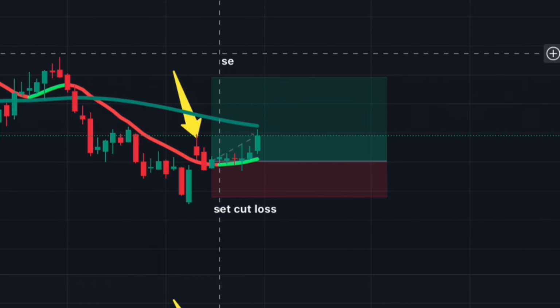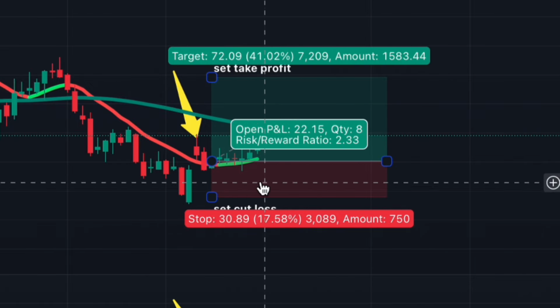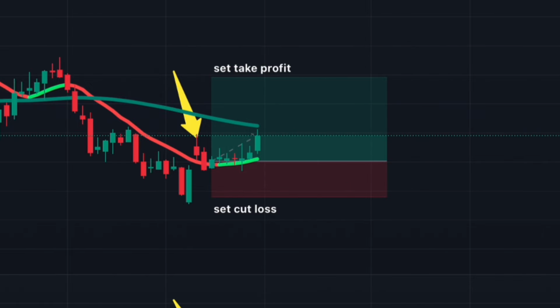So, basically this is how you can use this indicator to plan for your trade. You can try out this indicator and backtest or paper trade it before you start any trading position.